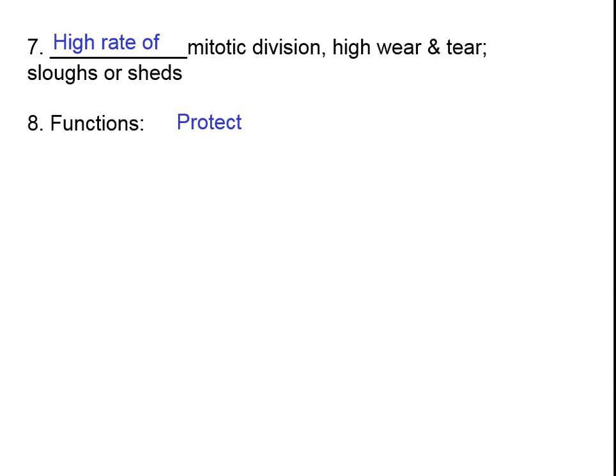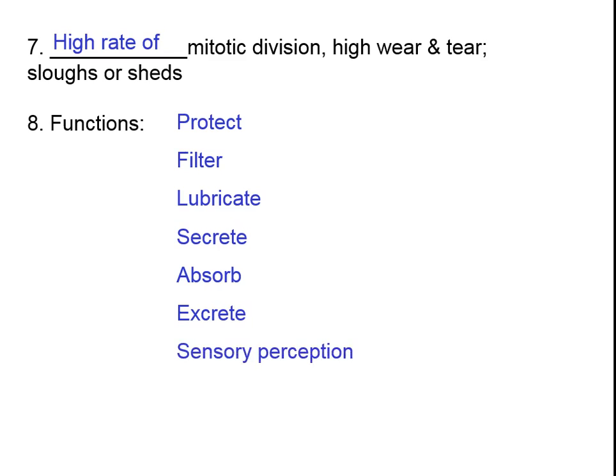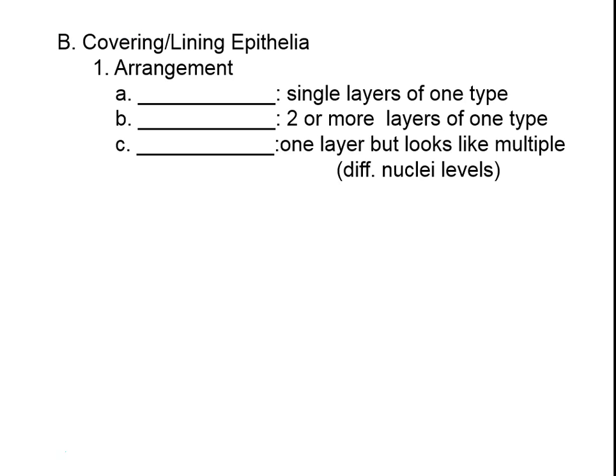So what are some of the functions of epithelia as they cover, line, and make up glands? They protect. They act as filters sometimes. They lubricate. That would be a glandular part, releasing mucus. They secrete substances like hormones. They can be the membrane across which we absorb our nutrients. We can get rid of waste out of epithelia. That's excrete. There are lots of sensory receptors there for pain and touch and pressure. So it is a sensory perception tissue.